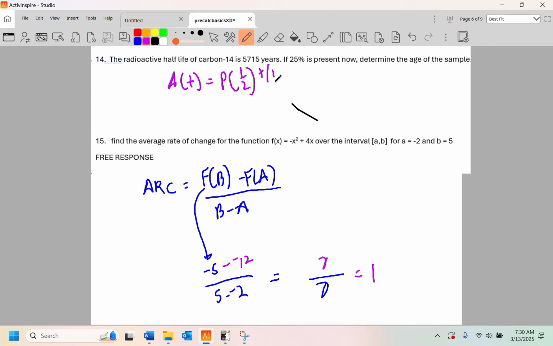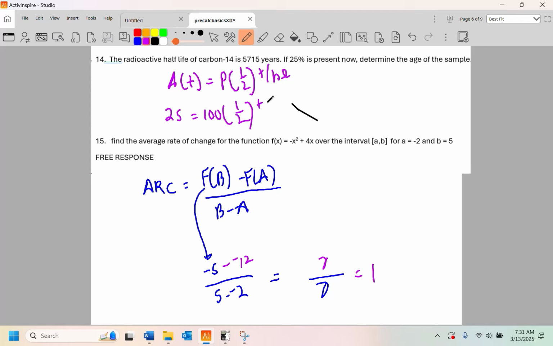All you really got to know is the formula for half-life, and then you just plug in. If 25% is present now, so this thing was buried eons ago, and this is literally what's left. 25% is what's left. When it was buried, it had 100% of its carbon-14.